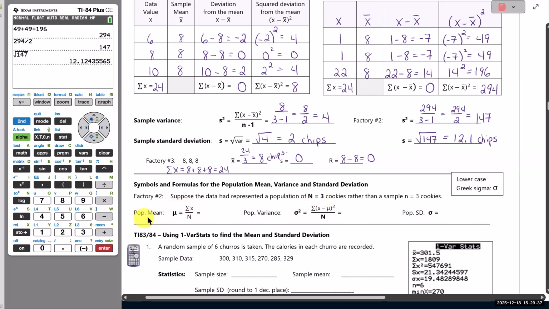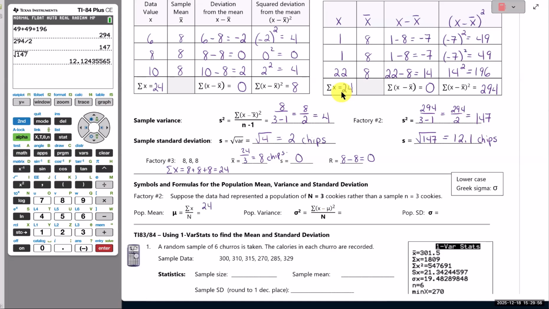All right, so let's talk about population mean. So we know the symbol from last time is mu for population mean instead of x bar for sample mean, but the math will be the same. So you would still add up your data values. So for factory number 2, 24, and you still divide by n, in this case uppercase N, but it's still 3. I didn't change the data. I'm just changing the fact that it's from a population. So that is still going to be 8.